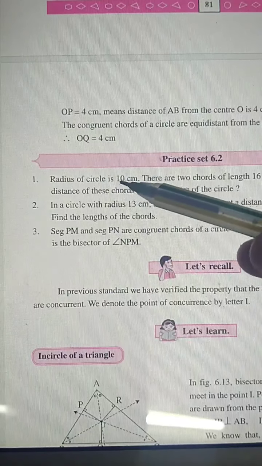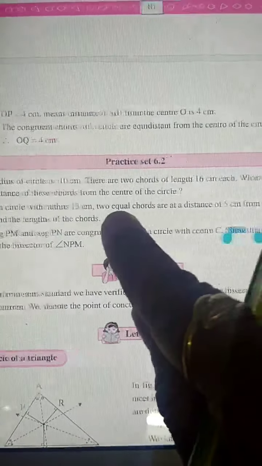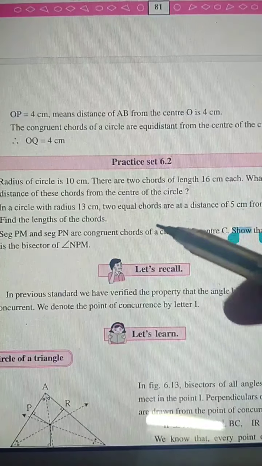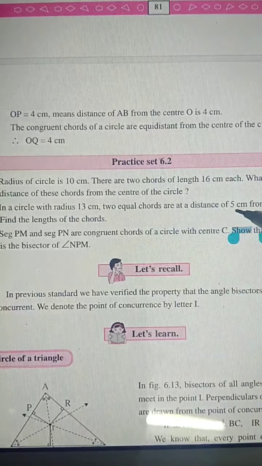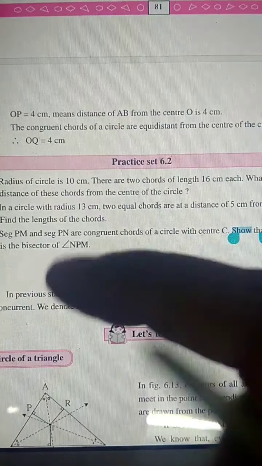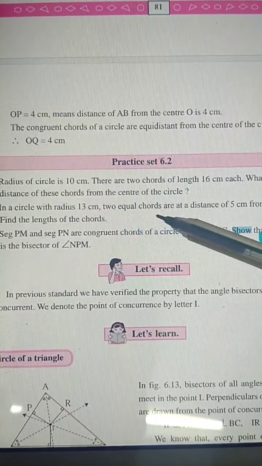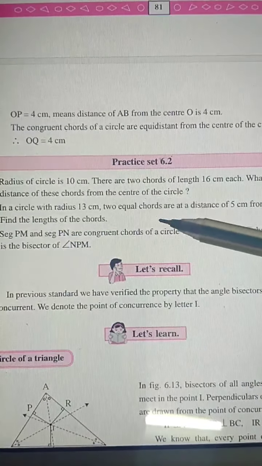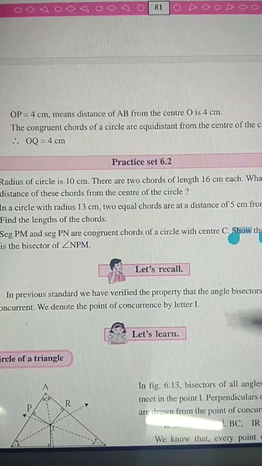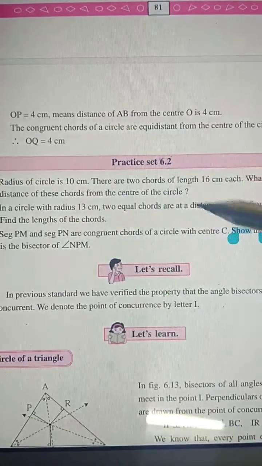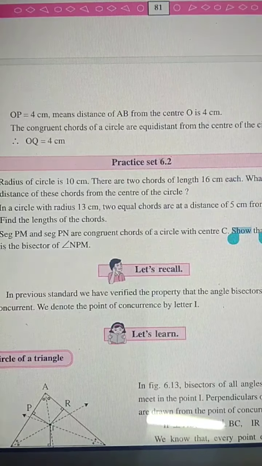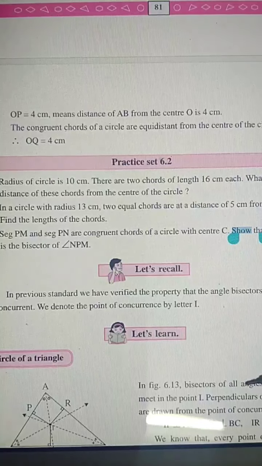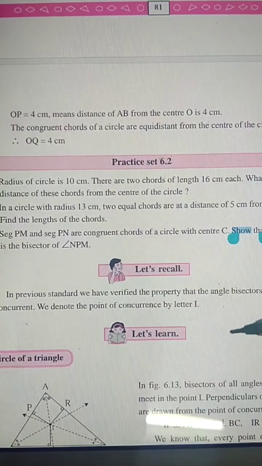In the first sum, the radius was given, the length of the chord was given, and we had to find the distance of the chord from the center. Now here the distance of the chords from the center is given, 5 centimeter, and they are telling us that both the chords are equal. So we have to find the length of those two chords. So you also draw a circle, show the radius, show two chords which are equal, show the distance of the chord from the center, and we will do the naming together. Okay, so we will start with the figure.